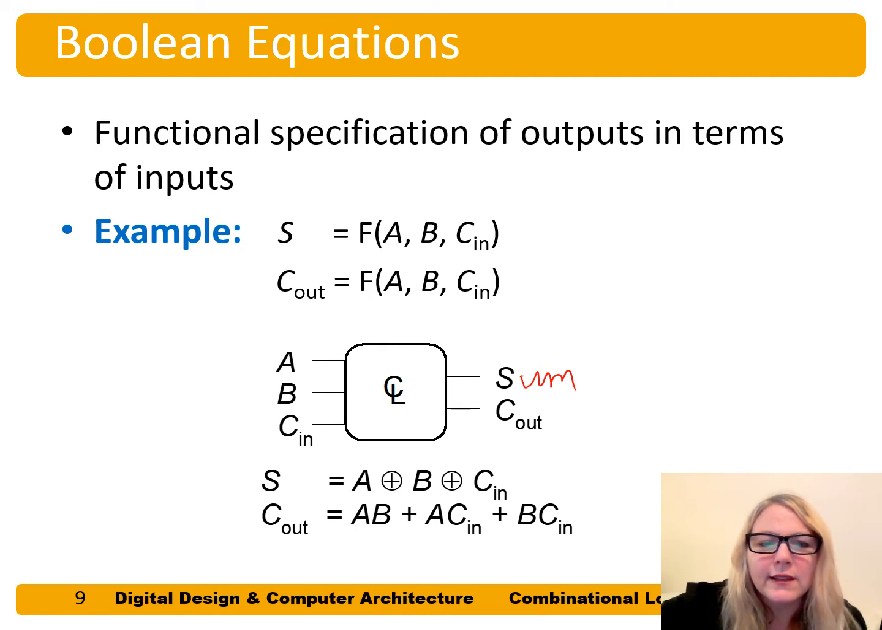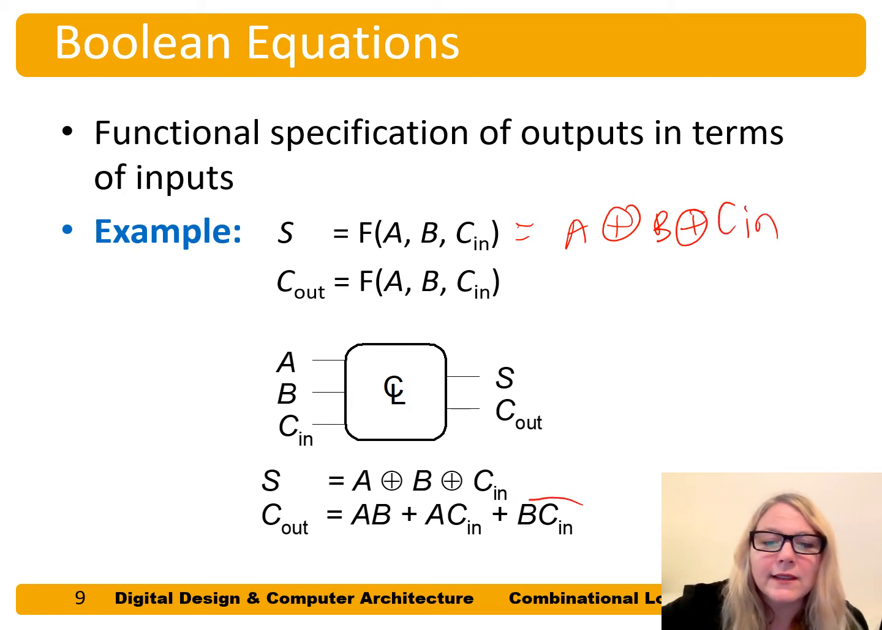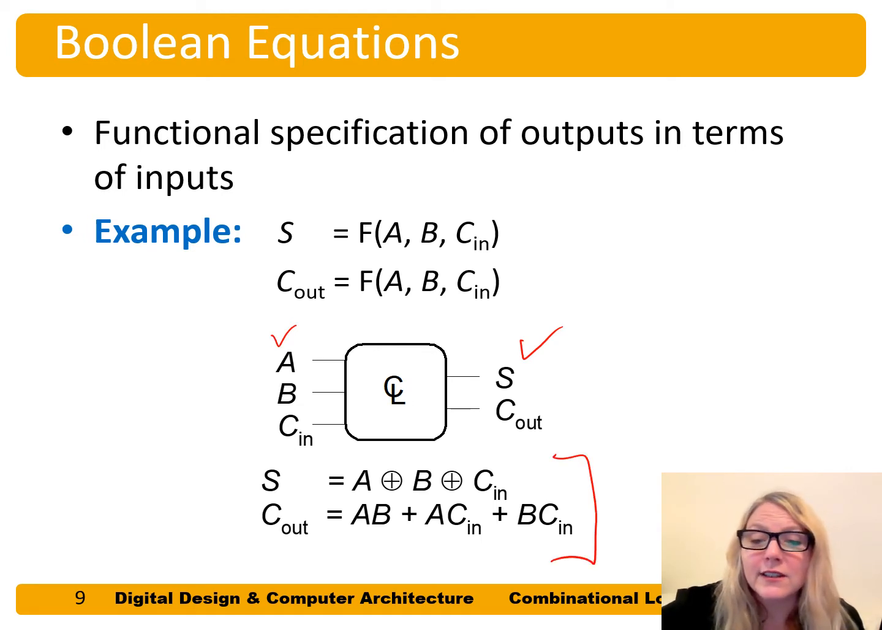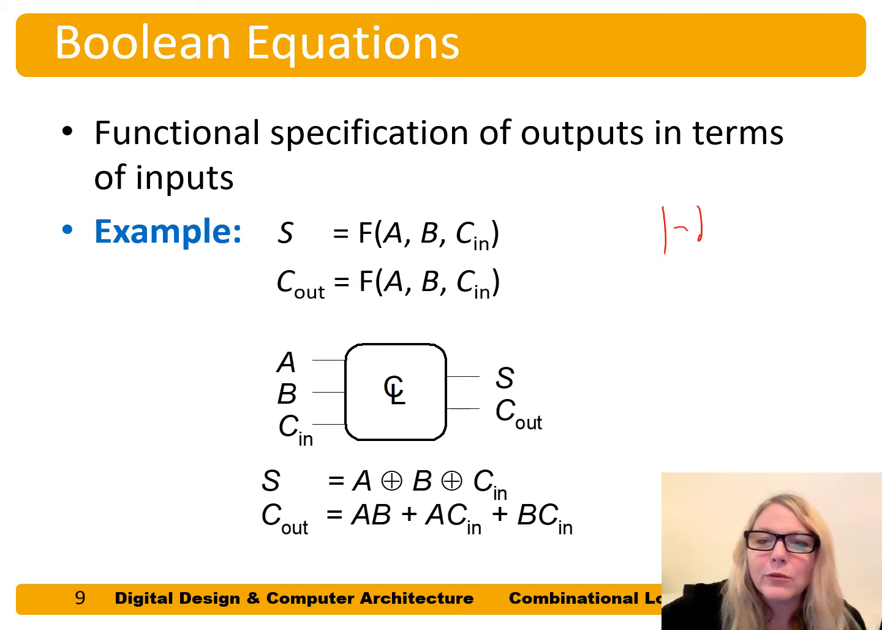And it turns out that the sum output is, here's the function, we could write S is some function of A, B, and C in, and the exact function is A XOR B XOR C in. C out is some function of A, B, and C in, and here is the specific function. So we've defined the inputs, outputs, and the function of this combinational logic. And this performs one-bit addition. These are the equations for one-bit addition, or a one-bit adder.